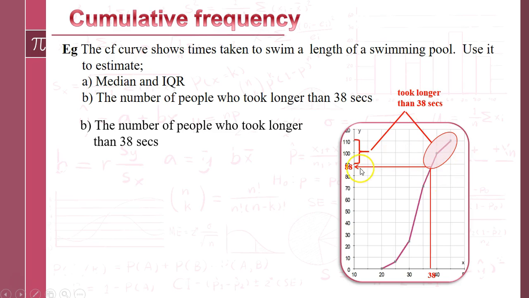And how many people is that? Well, if 88 did it in below 38 seconds, out of 110 people, that gives us 22 people took longer than 38 seconds. And there we go. So essentially cumulative frequency is just GCSE revisited.